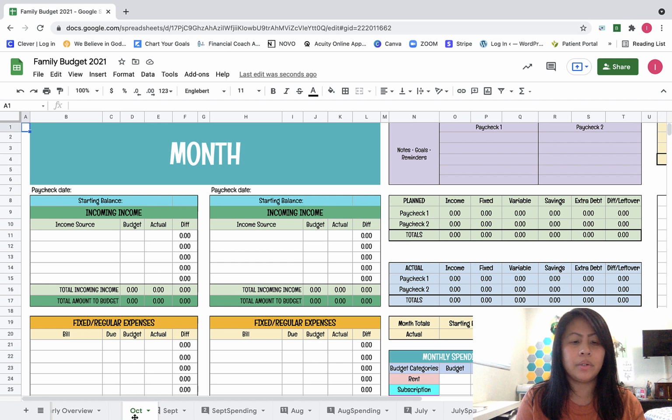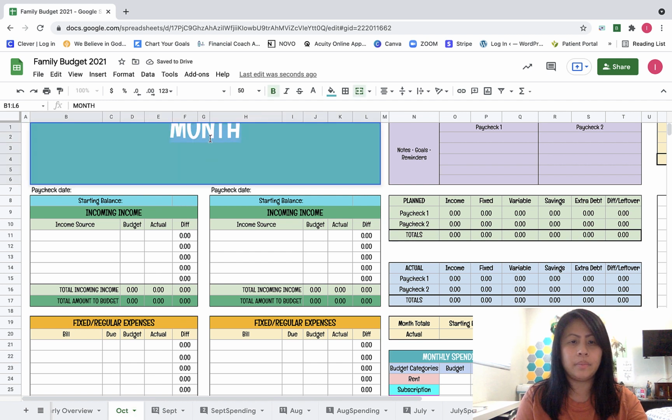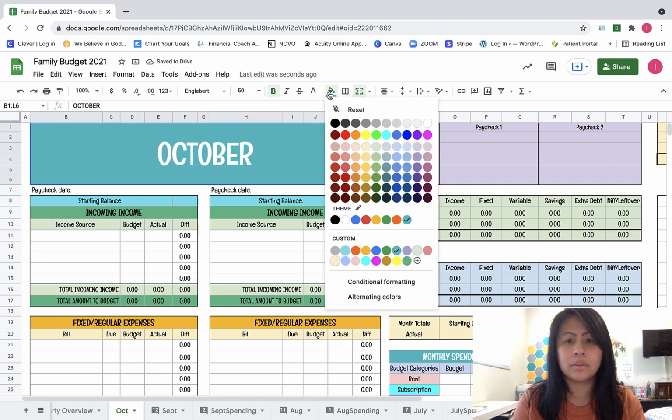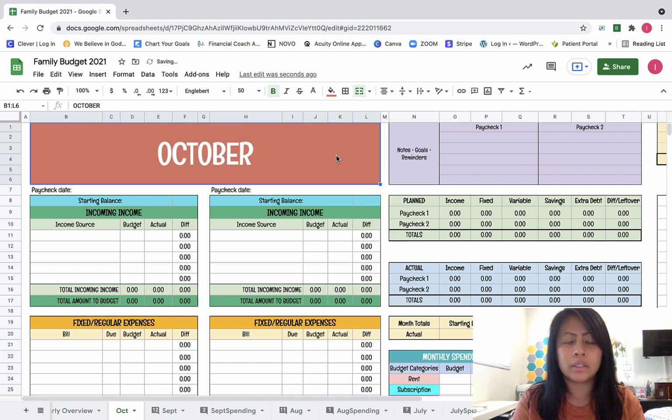Okay, I'm going to stop right here. And I'm going to rename it up here as well to October. And I want to change the color so it's a little bit more fall-ish. I think that's the color I wanted.